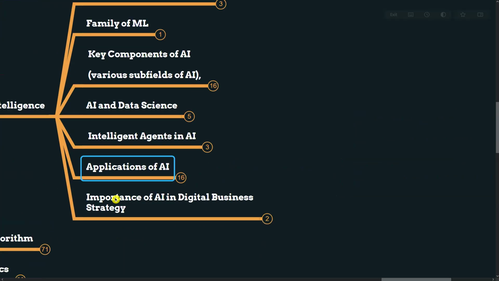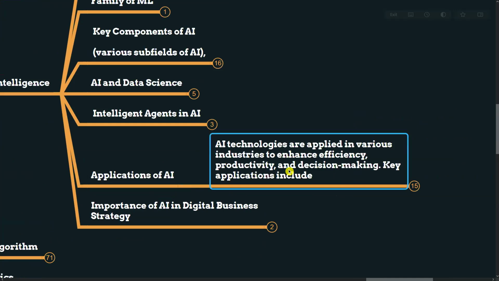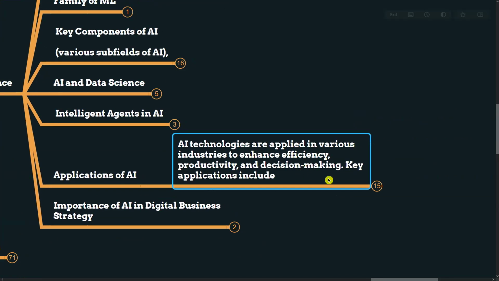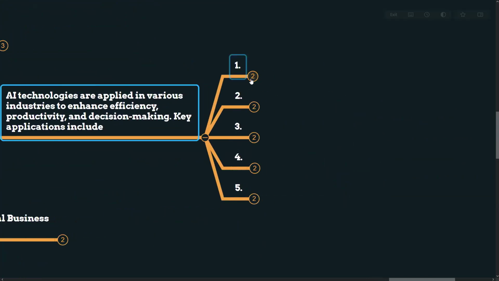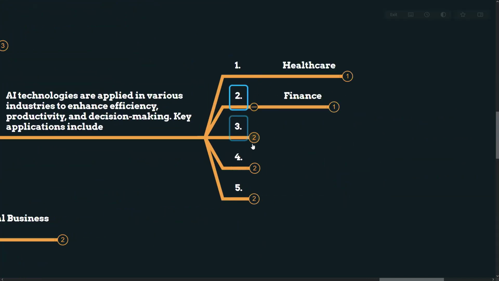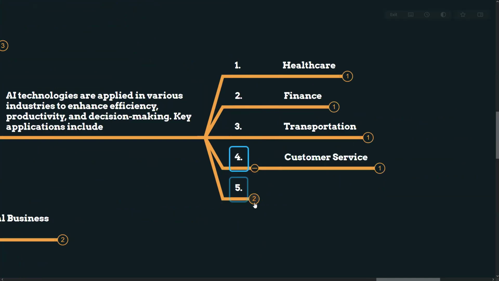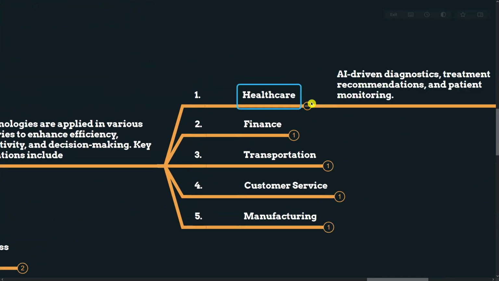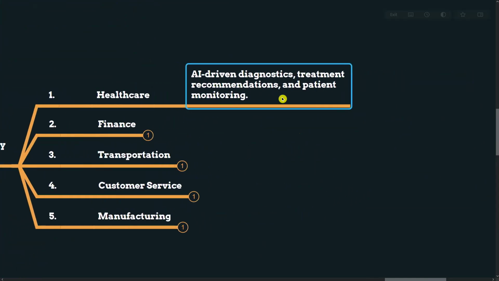And the more important thing we will talk about is applications of artificial intelligence. AI technologies are applied nowadays in various industries to enhance efficiency, productivity, and decision making. The key applications include the first sector, healthcare, and then finance, transportation, and customer services. In healthcare, AI-driven diagnostics, treatment recommendations, and patient monitoring are coming. Already it came into the US and other countries.